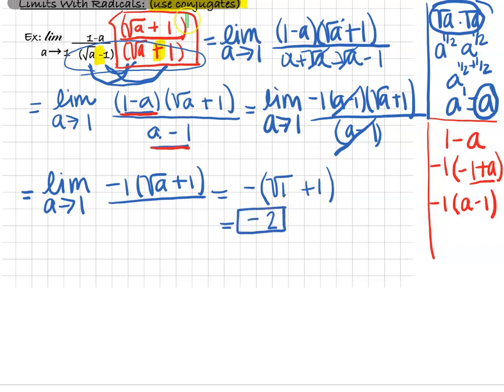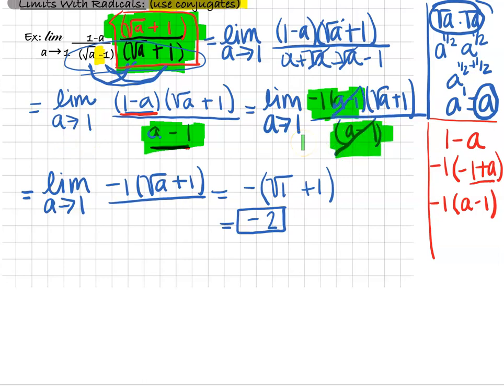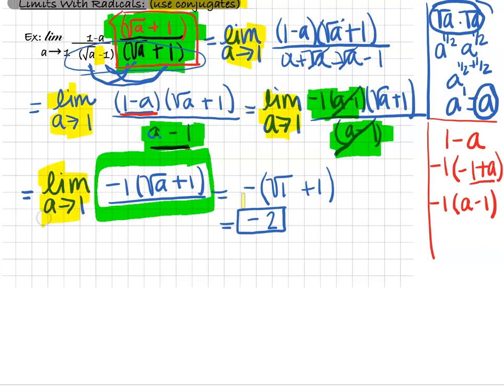So you can see here, multiplying by the conjugate on top and bottom allowed me to simplify this piece and get rid of my radical. Factoring out the -1 and that a minus 1 allowed me to cancel that a minus 1, leaving me with a simplified or an alternate version of the original function that I was working with. Also notice this part. I wrote limit the entire way until I actually took the limit. So the final answer for this would be -2, but all of this would need to be written.